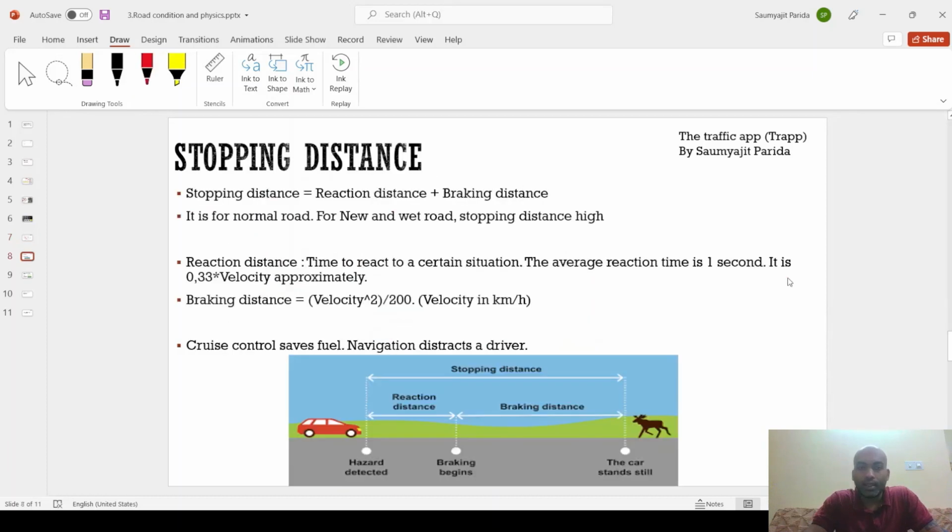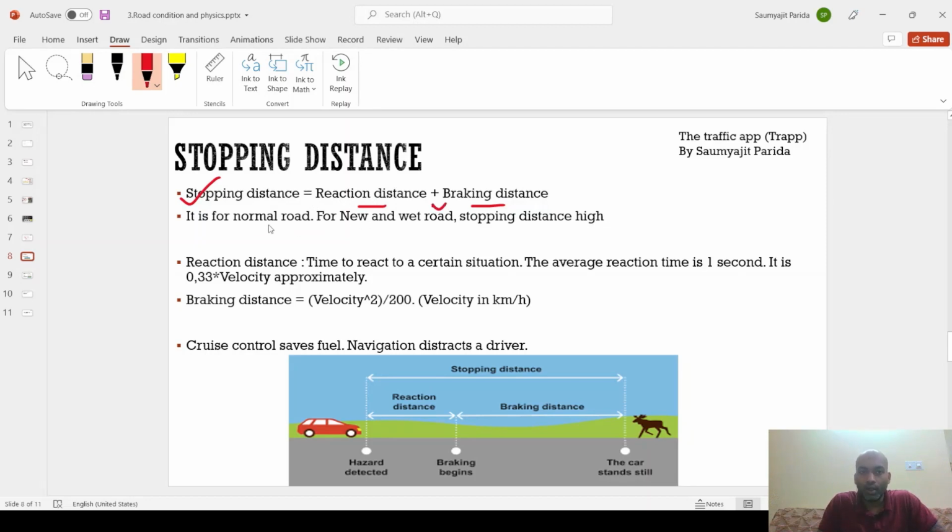Okay, this is very interesting, the stopping distance, and one can definitely expect a question from this part. This is for sure. Well, the formula: stopping distance is the sum of reaction distance and braking distance. This is very important to know. So stopping distance is a sum.